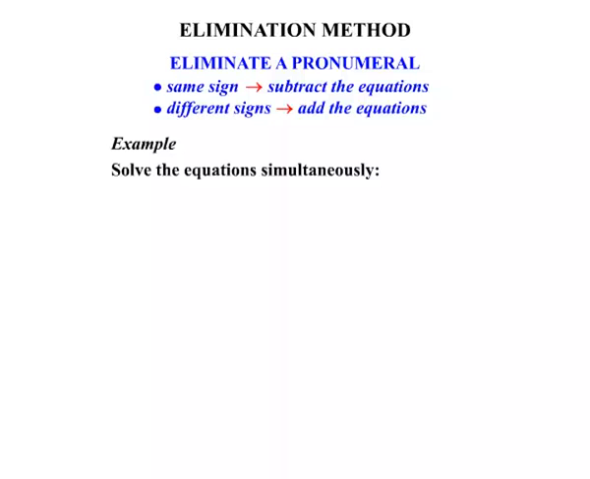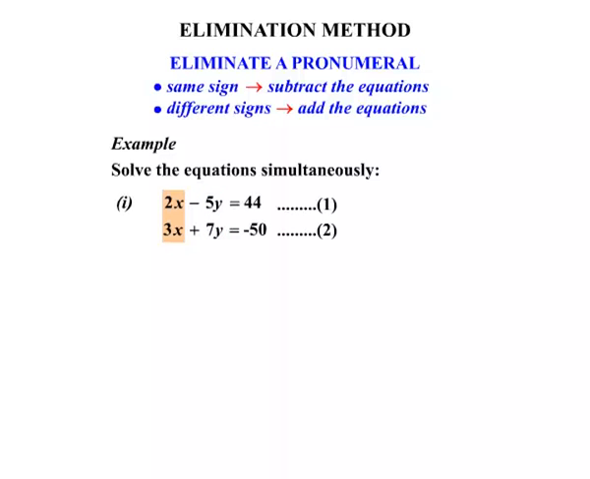Example, we are asked to solve the equations simultaneously. 2x minus 5y equals 44 and 3x plus 7y equals negative 50. Now, equation 1 and equation 2. We try to identify which of the pronumerals we're going to try to get rid of. The 2x and the 3x, well, they're different. Okay, the x's are different. So let's have a look at the y's. Also different, 5y and 7y.